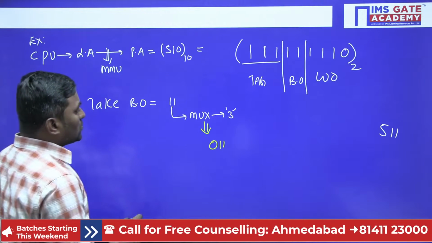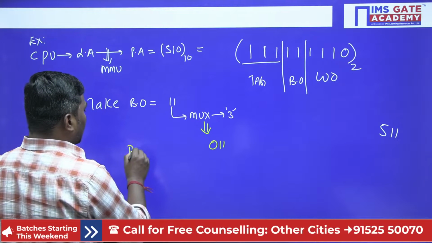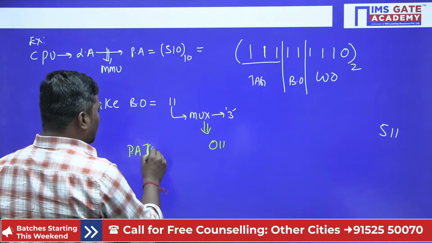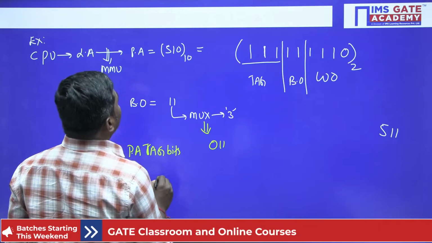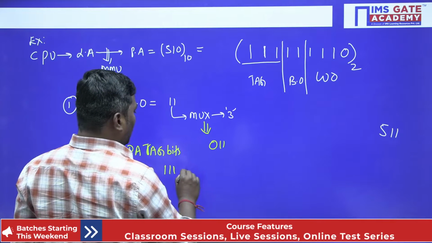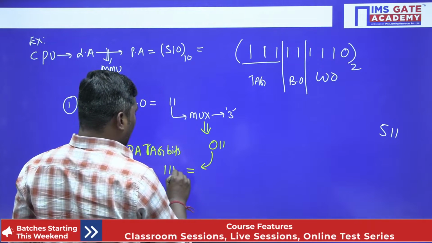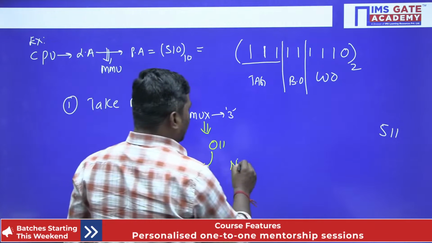Now this 0 1 1 you have to compare with the physical address tag bits. So what are the physical address tag bits? 111 is there. You have to compare these two things. Will it be the same? No. This comparison does not match. So not matched.